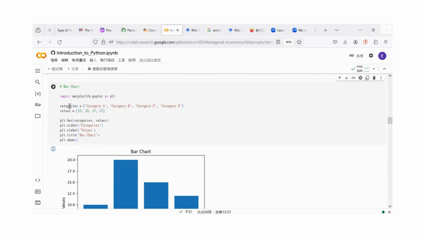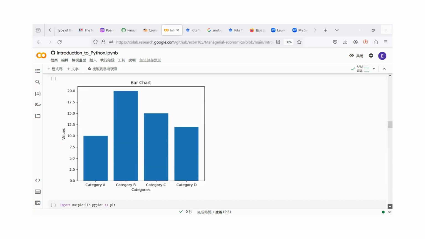So here it just shows you some of the things that we would like to plot. We have the categories, category A, B, C, D, E. With the X label category, it will automatically plot the graph, because we plot the categories and also the values. This tells us what will be plotted on the x-axis and the y-axis. For the x-axis it's categories, and the y-axis is the values. That's why you see the bar chart here.